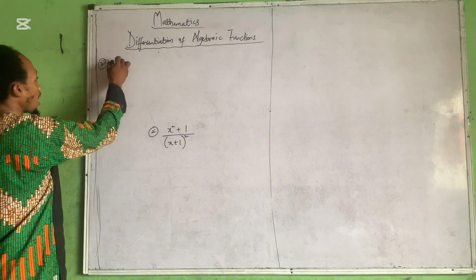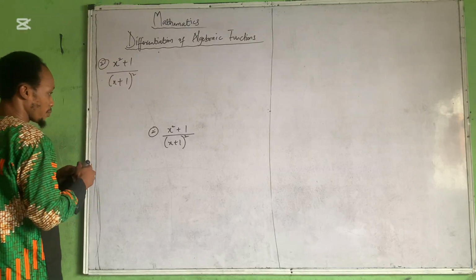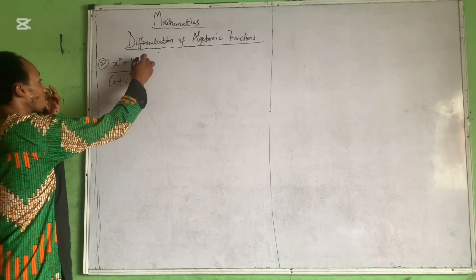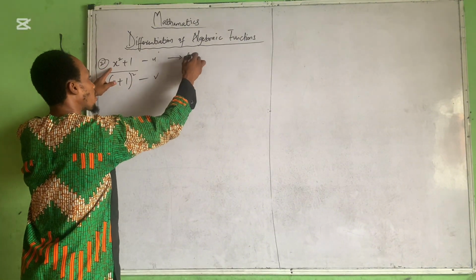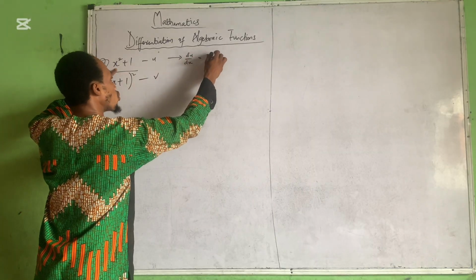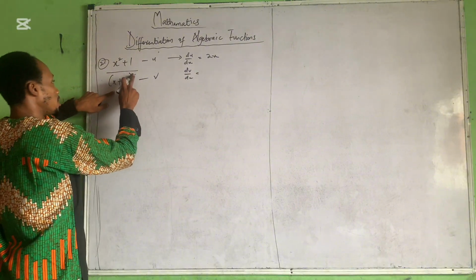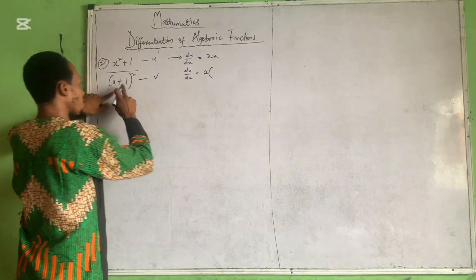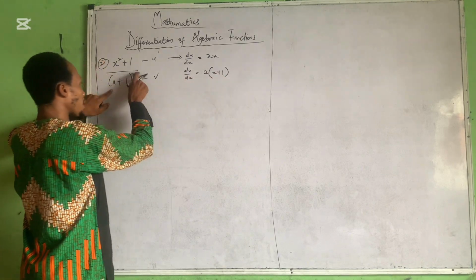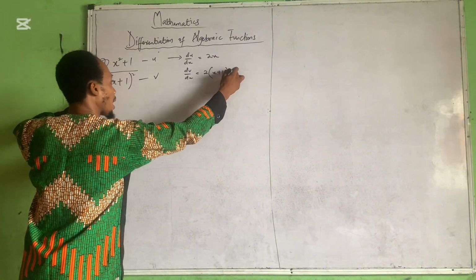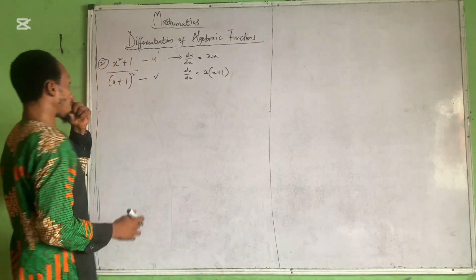Okay, so number 2 we have x squared plus 1 over x plus 1 all squared. So I hope you know that this is your u, this is your v. So since this is your u, our du dx will now be 2x. Then for this dv dx, bring this one here. This is a chain rule. So you bring this one here, so you have x plus 1. Don't forget this one minus 1 here, it will remain 1 here, times the differential of this. Differential of this is 1, so which is still everything here times 1. So we leave it like this.